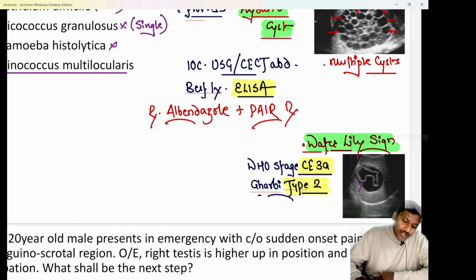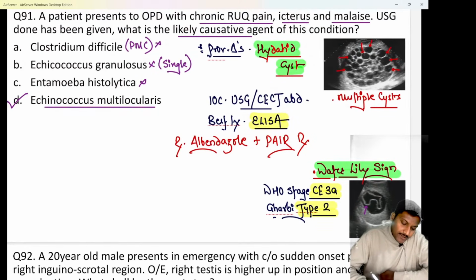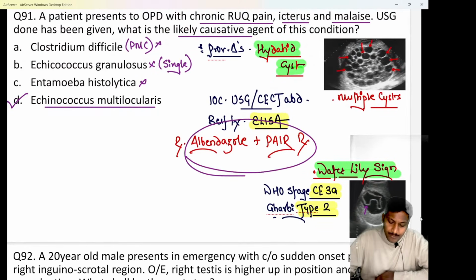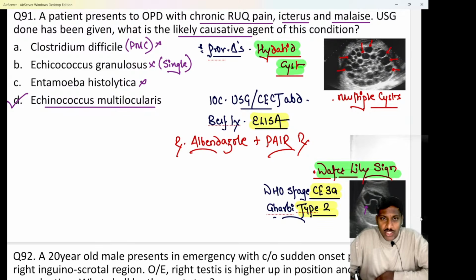Hopefully clear. And we know the treatment for a hydatid cyst is usually albendazole plus PAIR therapy. If there is a single hydatid cyst, go for albendazole along with PAIR therapy. PAIR therapy is percutaneous aspiration, injection of scolicidal agents, and reaspiration. So you have to aspirate all the fluid from the cavity or the cyst and then inject scolicidal agents and then reaspirate the scolicidal agents also. ठीक है, do remember that.